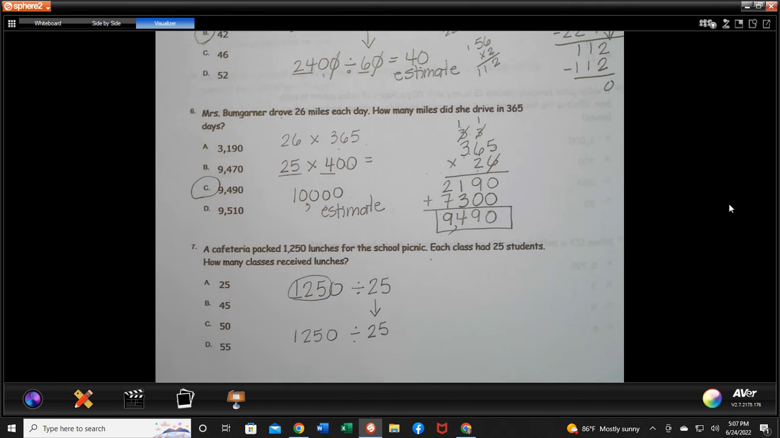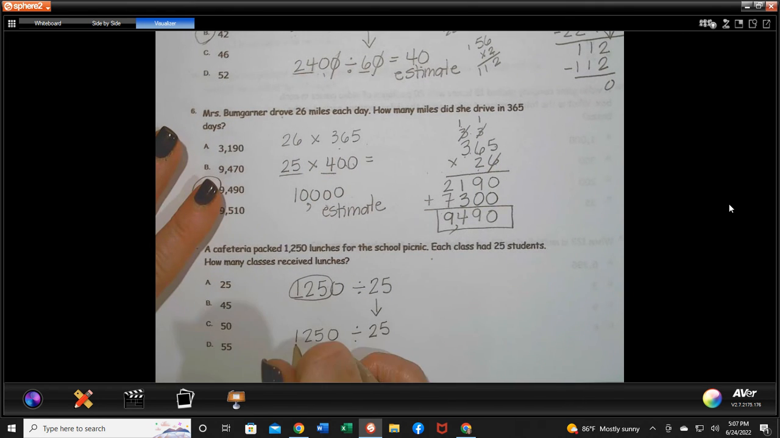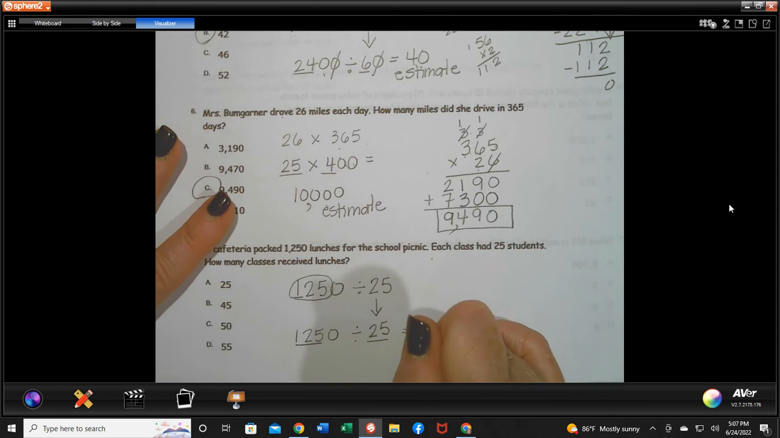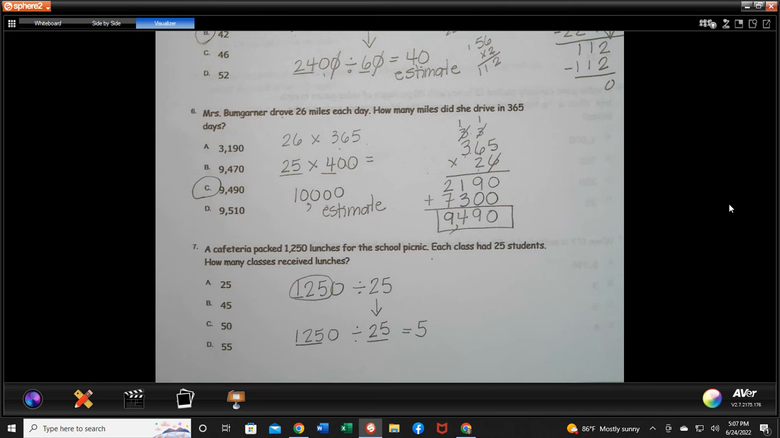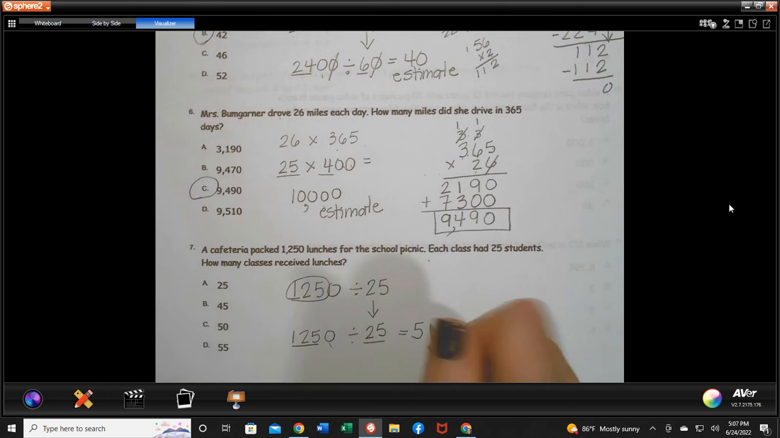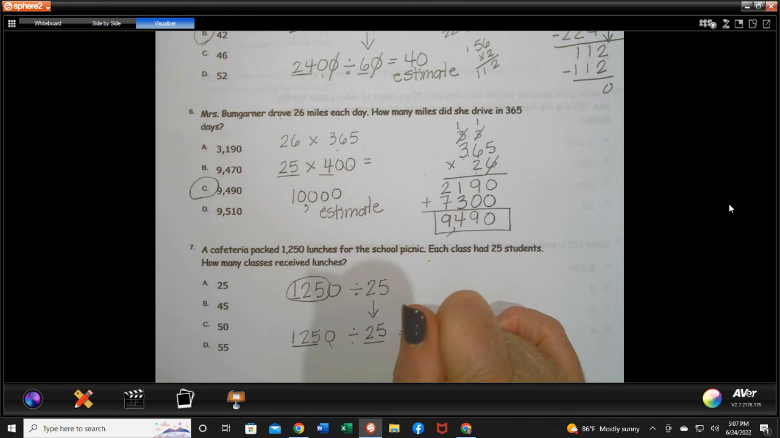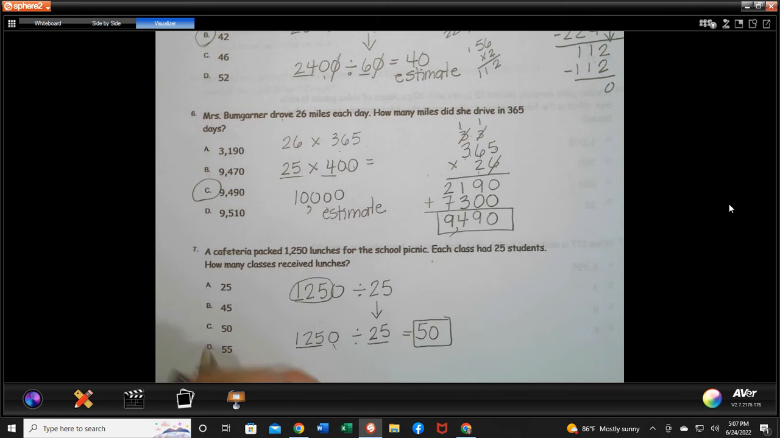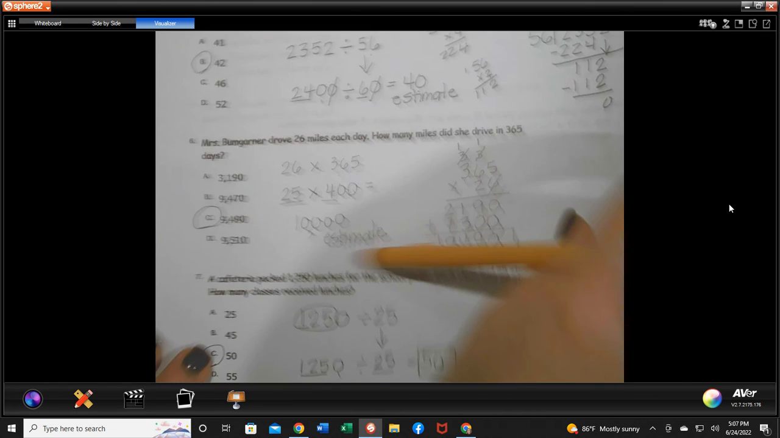Like I said earlier, I'm pretty good at counting by 25s, and I know 125 is divisible by 25. So wait a minute, I don't even need to change anything. So 125 divided by 25 is 5, right? 5 times 25 is 125. And then I've got this 0 left here in the dividend. So I actually, through my estimate, I have found my answer. There are going to be 50 classes. And again, if I want to check it, I can multiply 50 classes times 25 students in a class and make sure it gives me 1,250 lunches, which it does. So my answer is C. All right, let's move on.